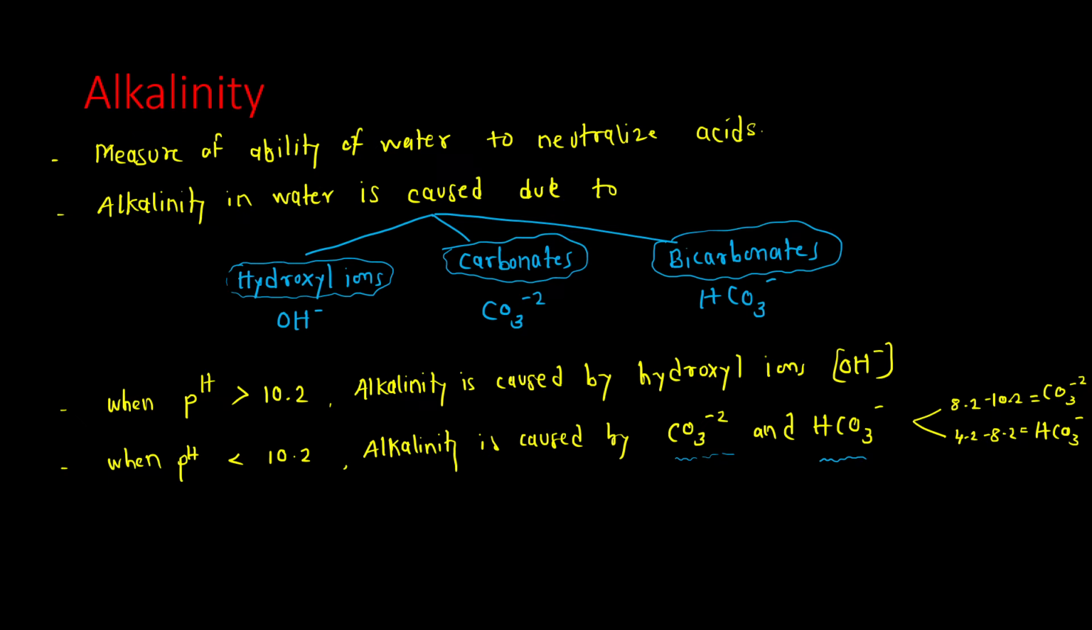Okay, in the previous video, we have seen some basic concepts about alkalinity, that is, how the alkalinity is caused. Basically, there are three main ions: hydroxyl ions, carbonate ions, and bicarbonate ions. Depending on the value of pH of water, the alkalinity varies. If pH is more than 10.2, then the alkalinity is caused only due to hydroxyl ions. If it is less than 10.2, then it is due to carbonate and bicarbonate ions.